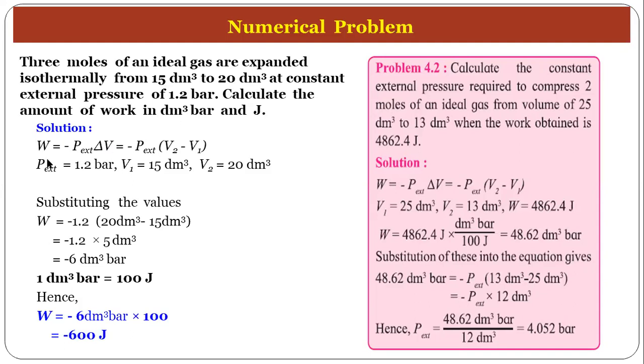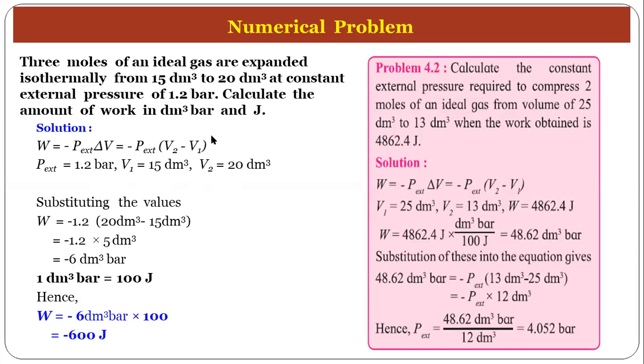So we already know the formula. W is equal to minus P external into delta V. Delta V is nothing but V2 minus V1. We have the values: pressure is 1.2 bar, volume V1 is 15, because all the values are given. We only have to substitute the values in this equation. Minus 1.2, put the value of V2 as 20, V1 as 15, so 1.2 into 5 dm cube. It is a simple multiplication: minus 6 dm cube bar. So in dm cube bar, the answer is calculated. W is equal to minus 6 dm cube bar.